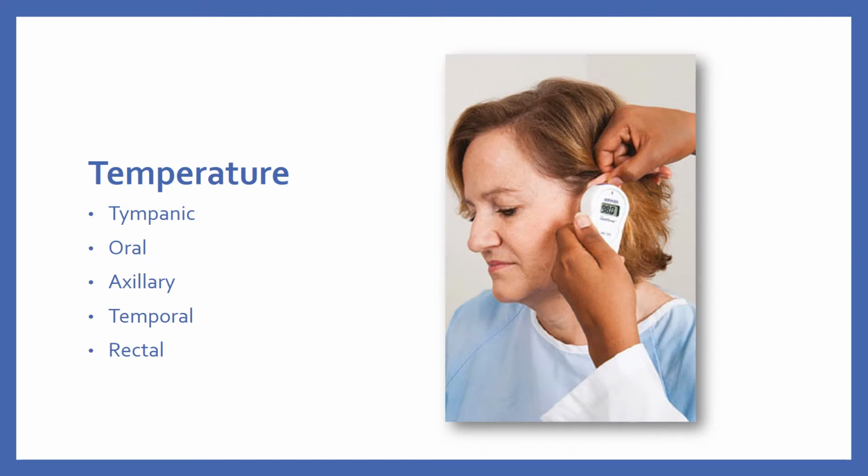Here you'll learn about obtaining the temperature. Now, temperature can be measured in several different ways. To measure the tympanic temperature, you want to place the probe very gently at the opening of the ear canal for 2 to 3 seconds until the temperature appears in the digital display window. The tympanic membrane temperature is normally about 0.8 degrees Celsius higher than the normal oral temperature.